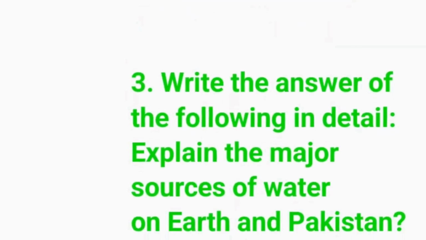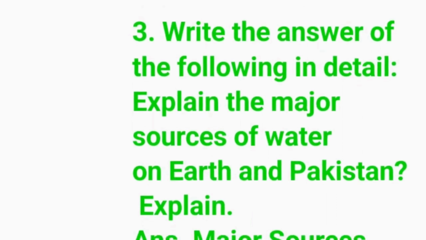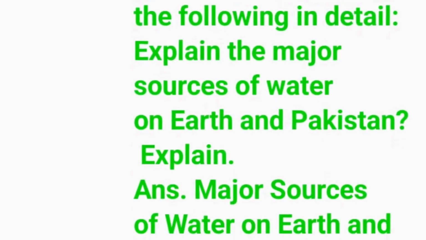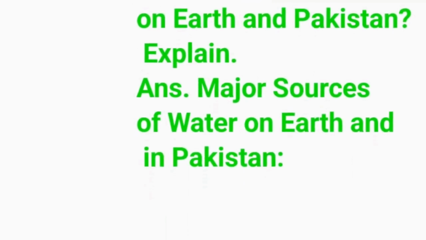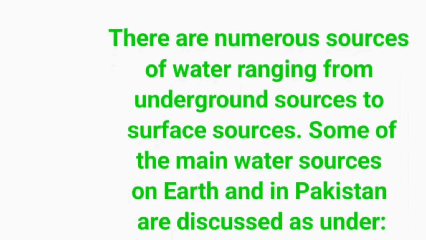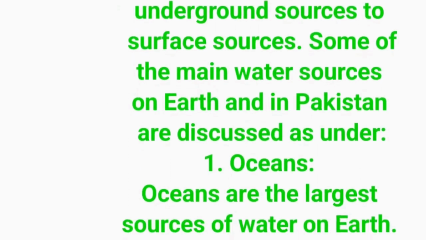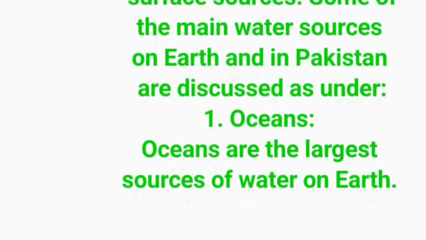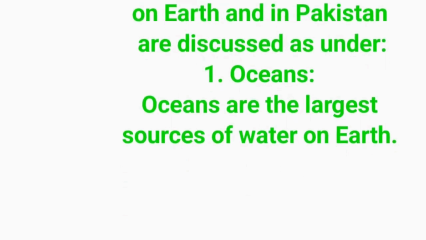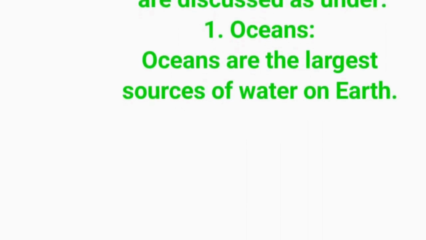3. Write the answer of the following in detail. Explain the major sources of water on Earth and Pakistan. Answer: Major sources of water on Earth and in Pakistan. There are numerous sources of water ranging from underground sources to surface sources. Some of the main water sources on Earth and in Pakistan are discussed as under. 1. Oceans. Oceans are the largest sources of water on Earth.